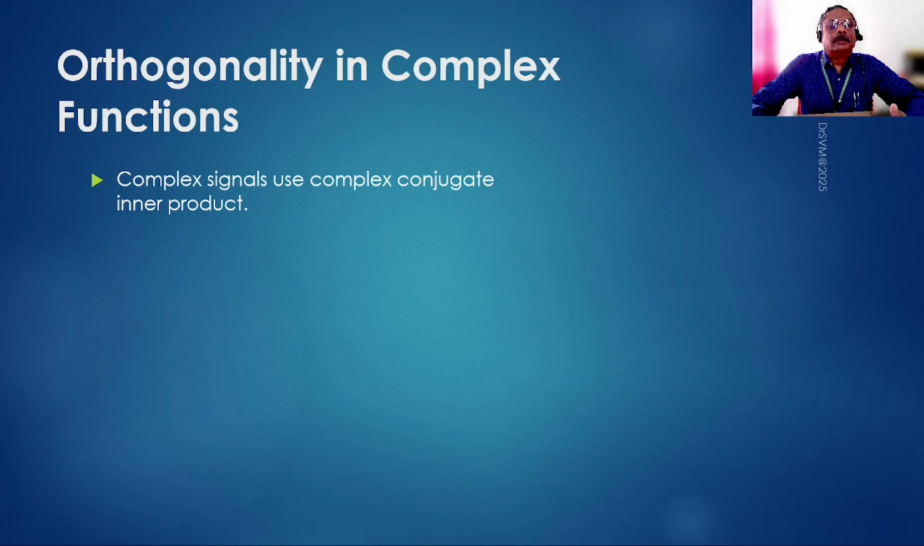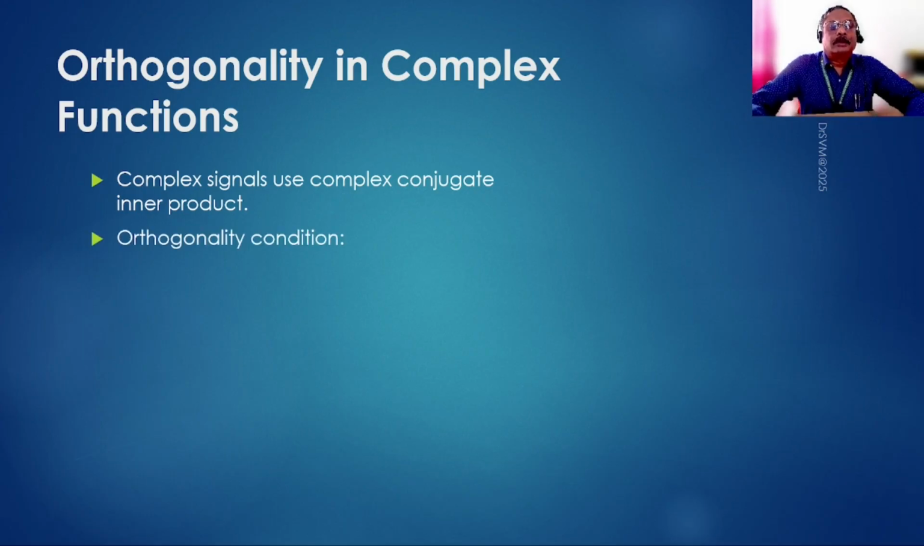When we are talking about signals, mostly the signals are complex in nature. That means the signals have both magnitude as well as phase. To represent magnitude as well as phase, we make use of complex representation. Therefore, any signal is usually complex in nature. And when we are trying to find the orthogonality, we make use of the inner product of one signal with the complex conjugate of another signal.